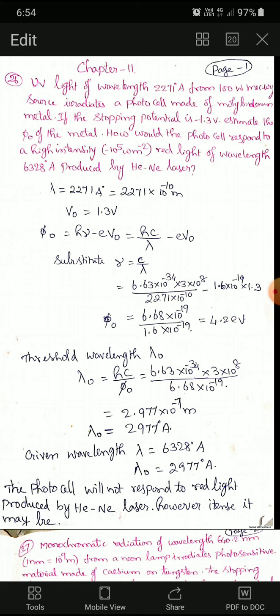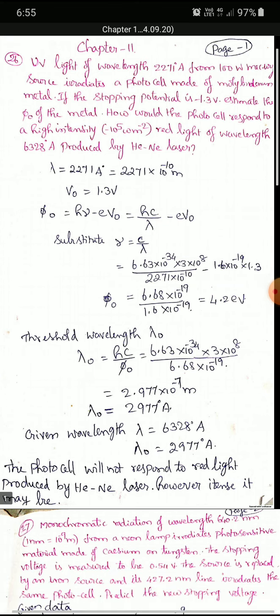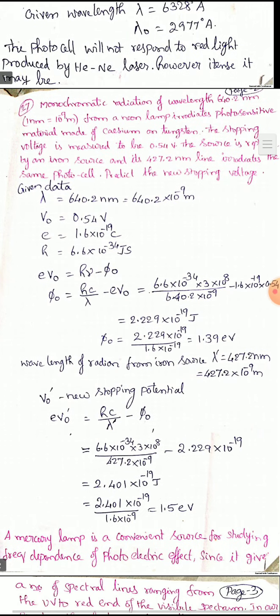So the given wavelength lambda is 6328 Angstrom units. Now the threshold wavelength will be 2977 Angstrom units. The threshold wavelength is lesser, so the photocell will not respond to the red light produced by the helium neon laser, however intense it may be. Then we can go for the next sum, problem number 27.